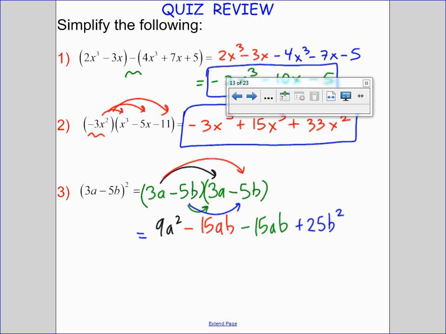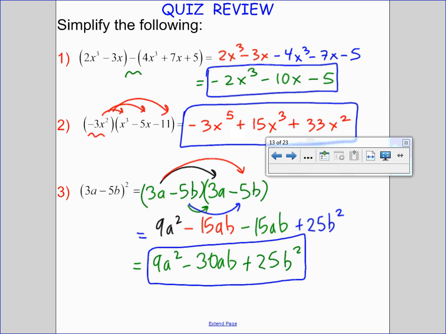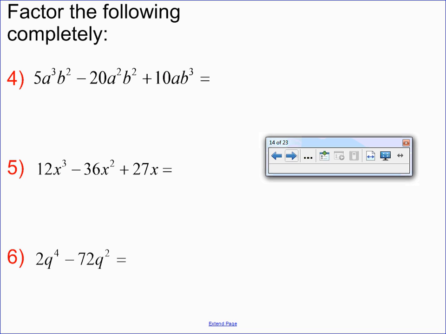Let's see what we get for my final answer after combining like terms. 9a squared minus 30ab plus 25b squared. And we'll go ahead and box that. So how do we recognize if we're doing a factoring problem versus a different problem? Well, if we start out and we have parentheses, then we're looking at addition, subtraction, multiplication, right? Versus number 4. Number 4, we're going to go ahead and factor that polynomial completely.